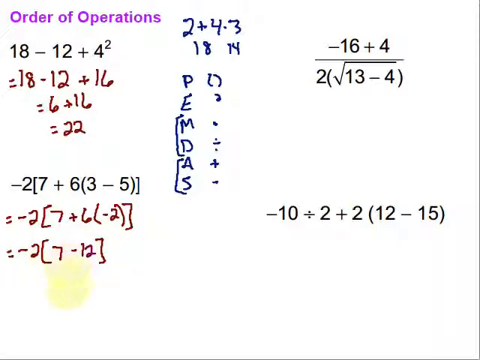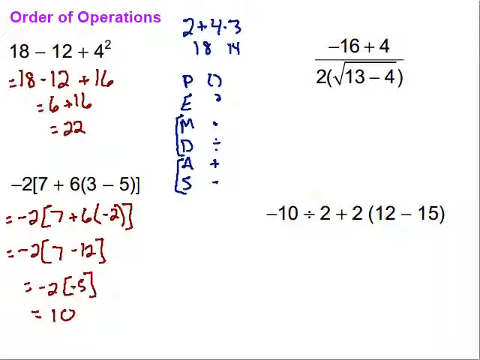Well, 7 minus 12 is negative 5. So now I'm down to negative 2 times negative 5. Remember that multiplication right there. Then finally, negative 2 times negative 5 is 10. Alright, now let's go up here and take a look at this one.